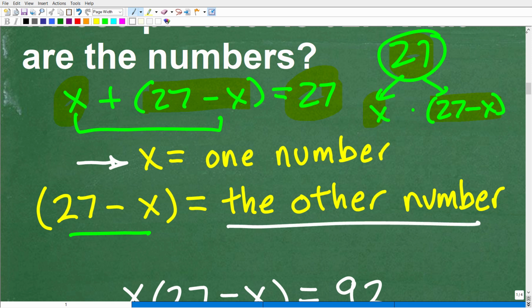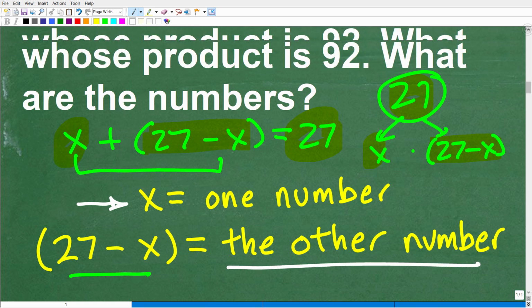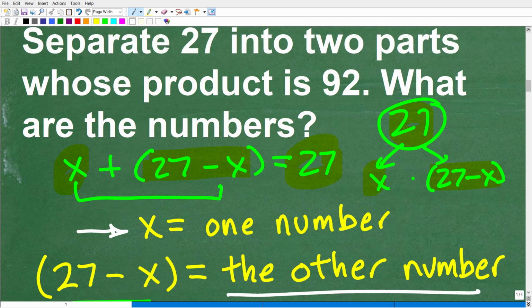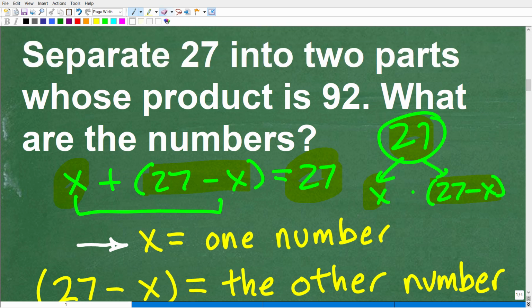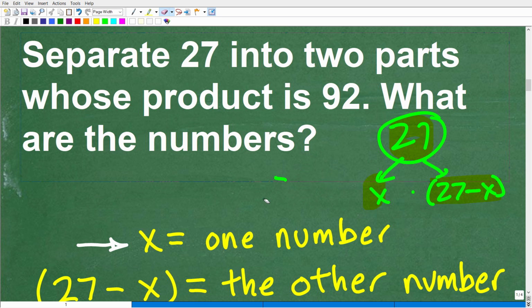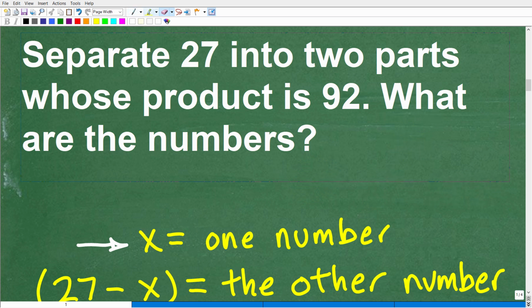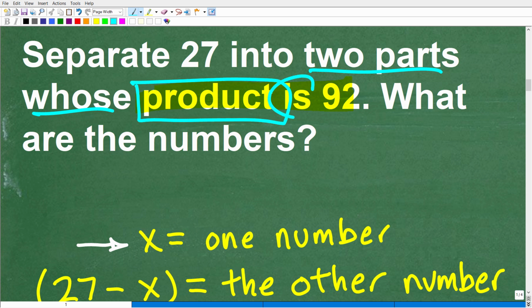All right, so that is our initial setup, but we can't do anything here in terms of answering the question just because we have x and 27 minus x. Well, we want to solve for x. That means we need to use the rest of the problem, and the rest of the problem is this part: the product is 92. So the product of these two numbers is 92.